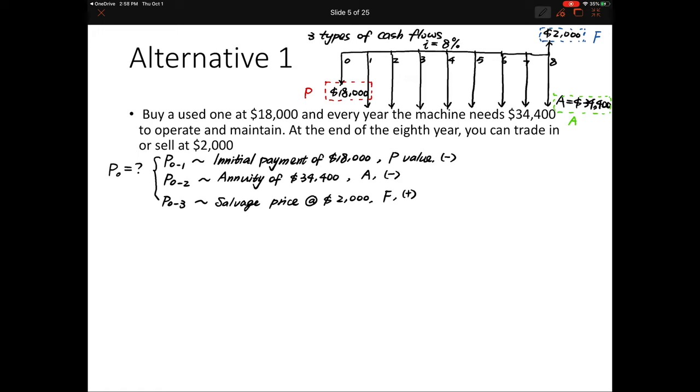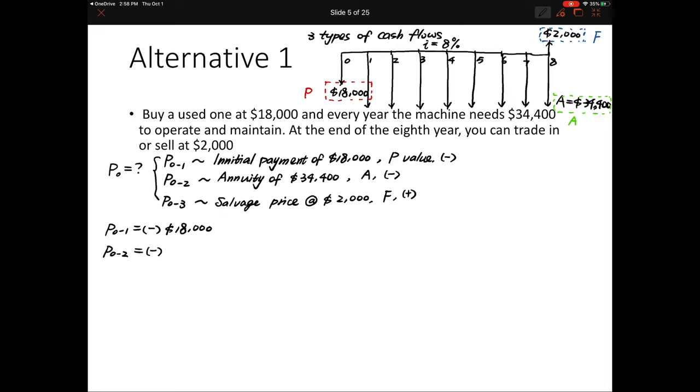And then you want to convert each part back to a present value. So what is P01? What is the present value of a present value at time 0? You don't have to convert anything because the 18,000 is already happening at time 0. So there's no converting, no compounding needed. So you can just write negative $18,000.